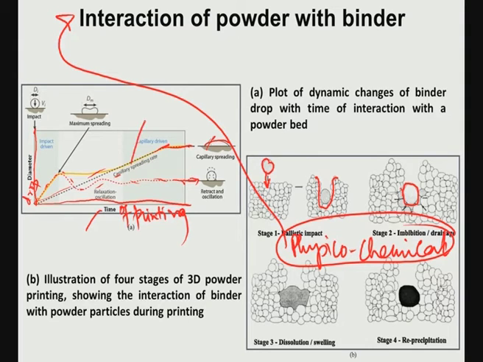So, what is interesting for us is the one where I have put a right mark. The droplet will increase in diameter, and as you can see here, this droplet will increase in diameter.